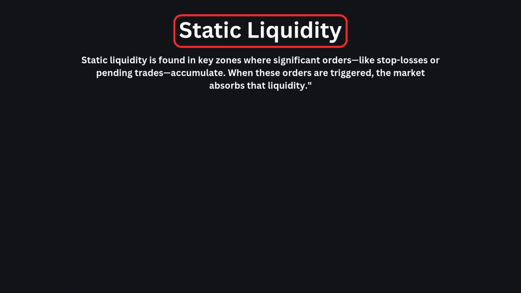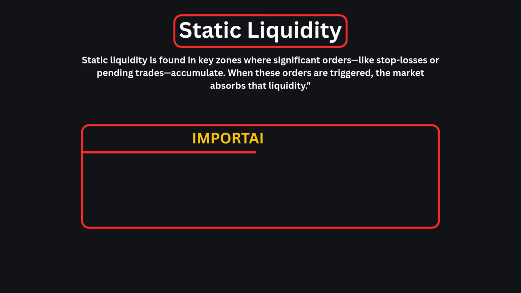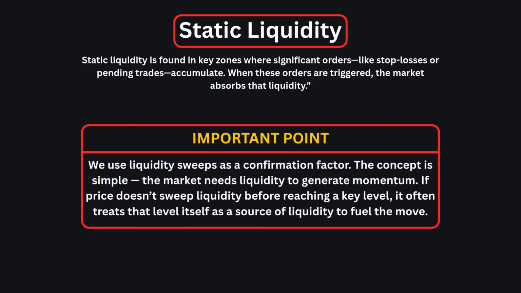Static liquidity. Static liquidity is found in key zones where significant orders like stop losses or pending trades accumulate. When these orders are triggered, the market absorbs that liquidity. Here's an important point. We use liquidity sweeps as a confirmation factor. The concept is simple. The market needs liquidity to generate momentum. And if price doesn't sweep liquidity before reaching a key level, it often treats that level itself as a source of liquidity to fuel the move.